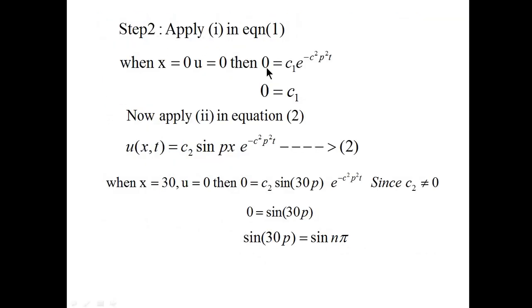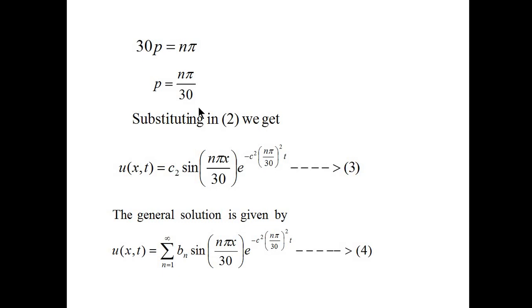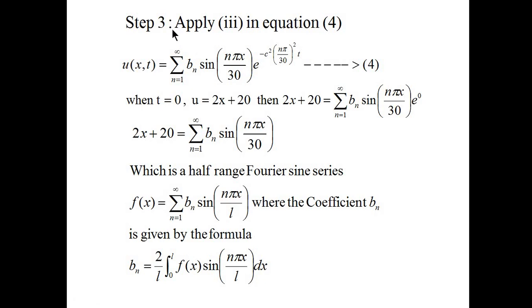Step 2, apply condition 1 in equation 1, we get C1 equal to 0, substitute in and then you will get equation 2. Substitute the second condition in equation 2, you will get the value of p, which is n pi by 30. All the steps are same. Now after substituting, you will get equation 3. Now the general solution is obtained by adding all the solutions, you get equation number 4. Now step 3 is nothing but apply the initial condition in equation 4. All the steps are same, students, so no need to worry.